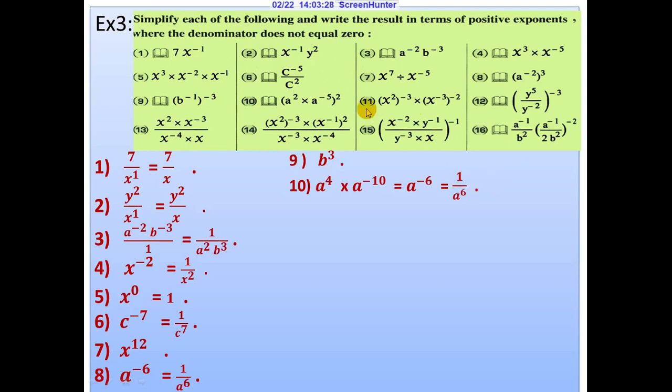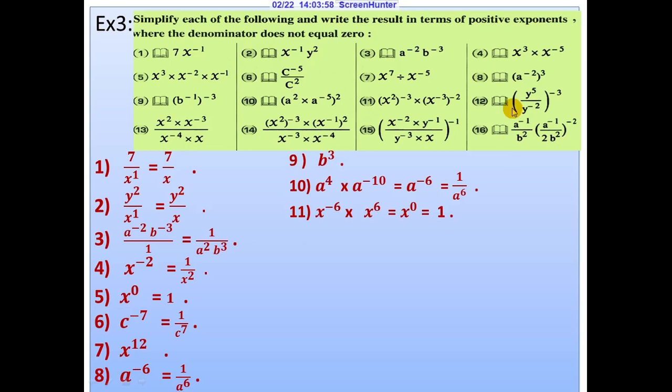Number 11, (x^2)^-3 multiplied by x^-3 raised to power negative 2. As the first step, we distribute the power to get x^-6 multiplied by x^6. Because we have the same base, we write x down and add their powers to get x^0, which equals 1.